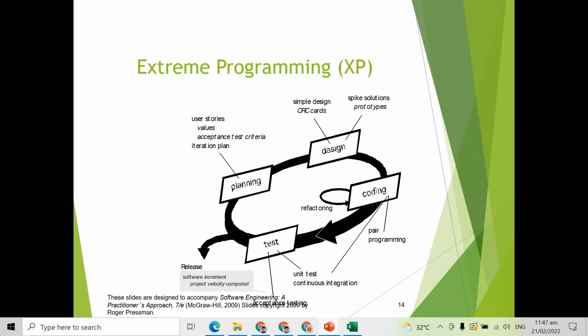And another figure shows extreme programming, or XP, which is similar to the waterfall. We have the planning: user stories, values, acceptance test criteria. Then for the design, simple design, which is the CRC cards, and spike solution prototypes, and it goes to coding, which is pair programming and refactoring. And then, of course, it goes to testing, or QA, quality assurance, where they will test the unit.